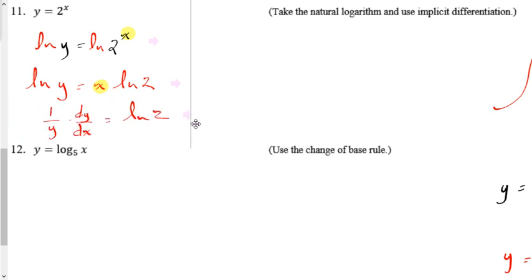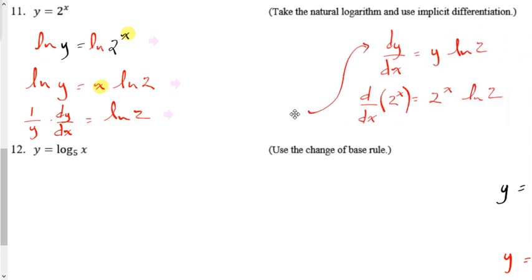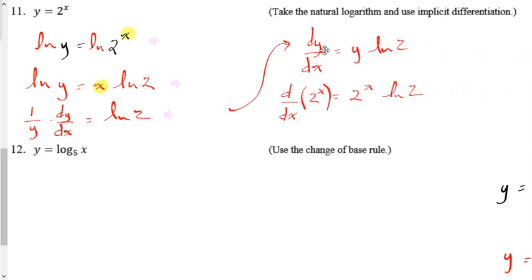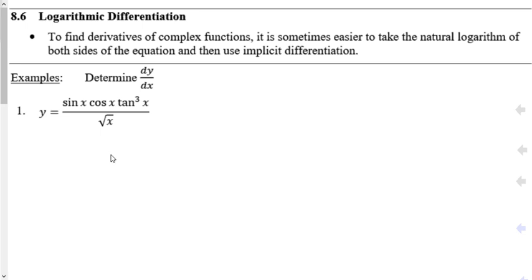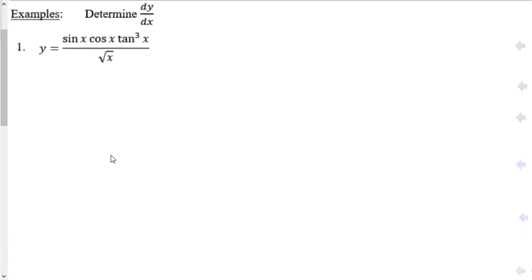And this is where implicit differentiation came into it. We had a 1 over y times dy dx, and we're going to see that that happens every single time we use logarithmic differentiation. From here, we just isolated the dy dx, and that's what we got up there. And then here we wrote our final answer. So let's go back to the lesson and use this process on a few fairly complex functions.